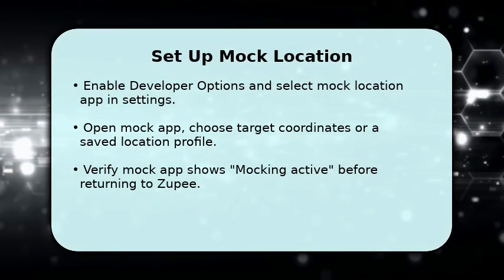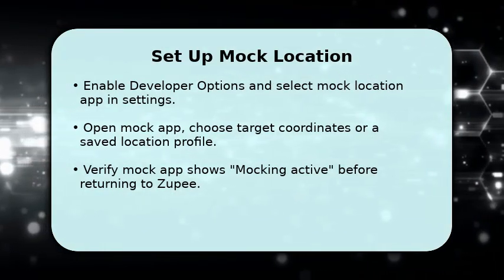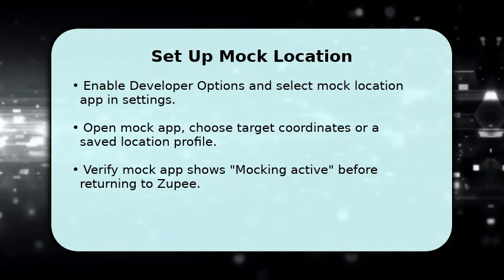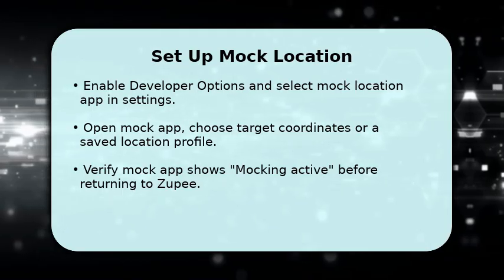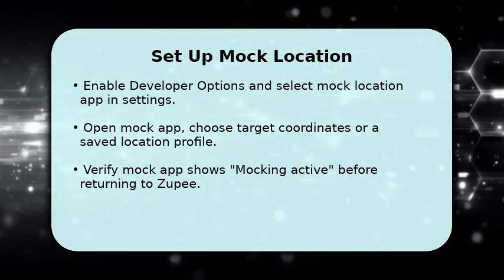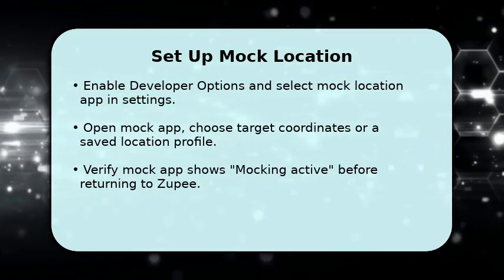You enter developer options and pick the mock location app you installed. This is critical so the system permits location overriding. Then open the mock app and either input the coordinates you need or select a saved location profile. Explain why you choose that spot for consistent results.